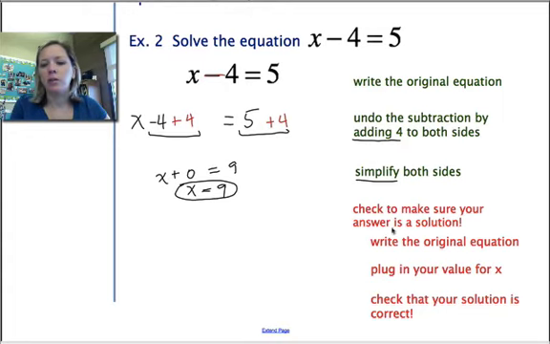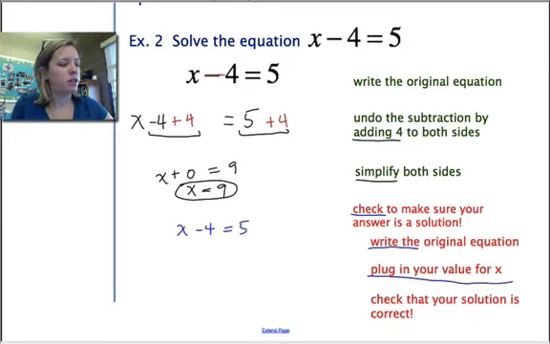Now here's the next part. You've got to check to make sure that your answer is really a solution. So in order to check, write the original equation. The original equation was x minus 4 equals 5. Plug in our value for x. Our value for x was 9. So I plug that in, and we're going to check to see if that's a solution.